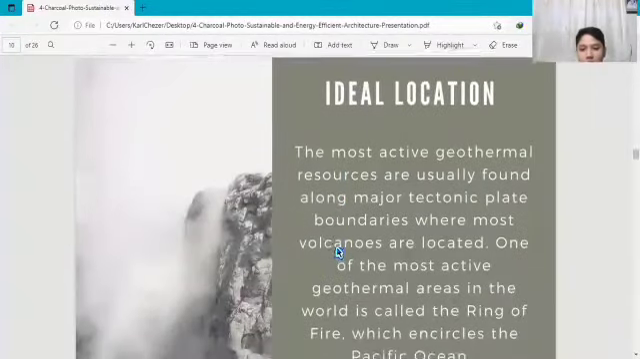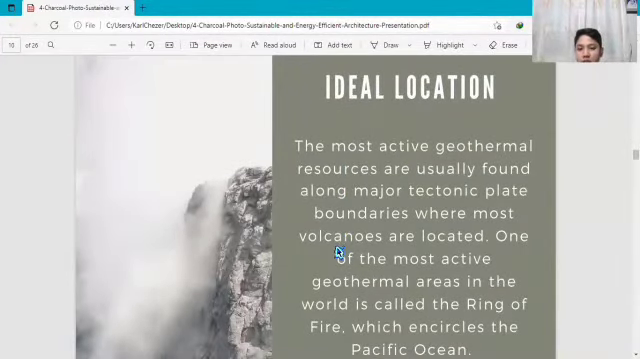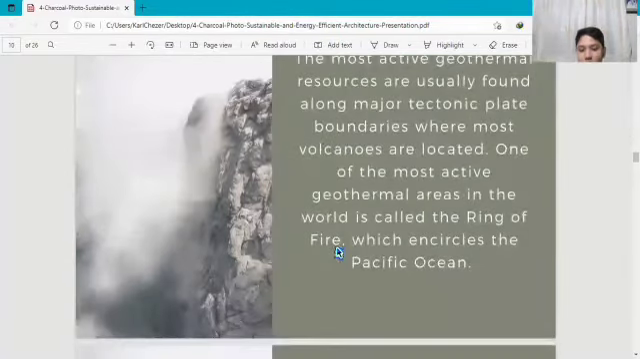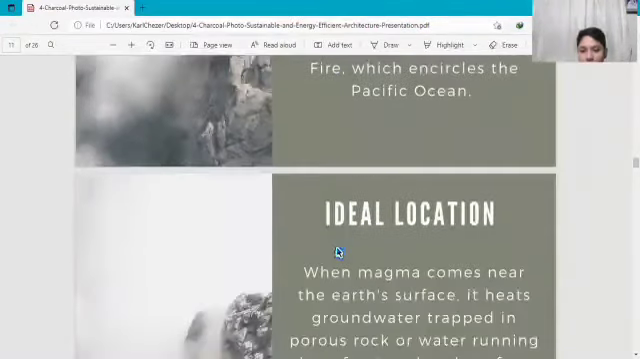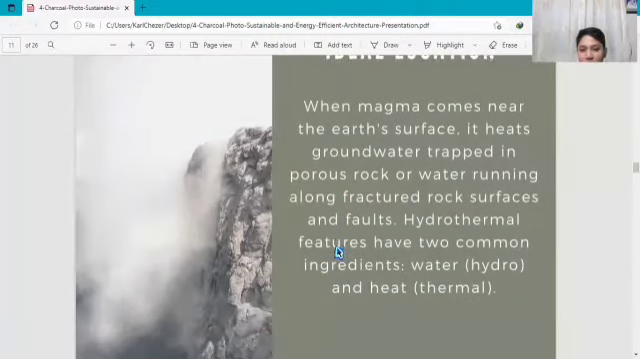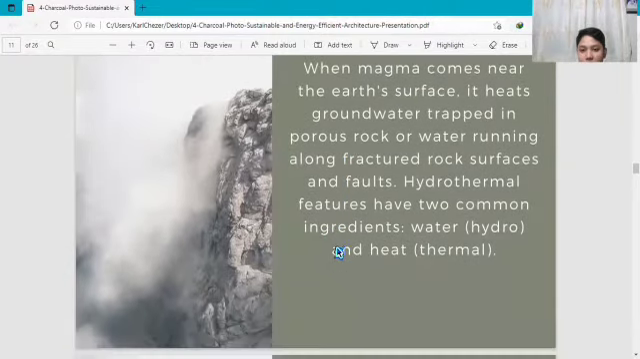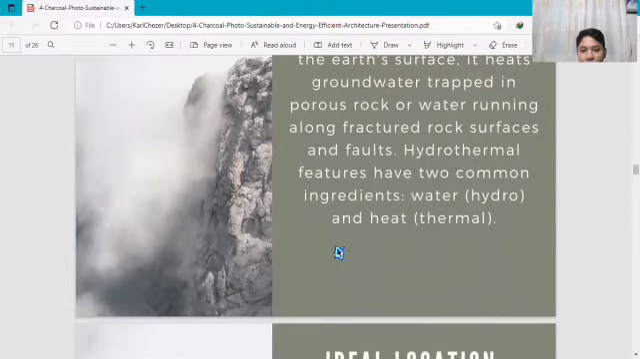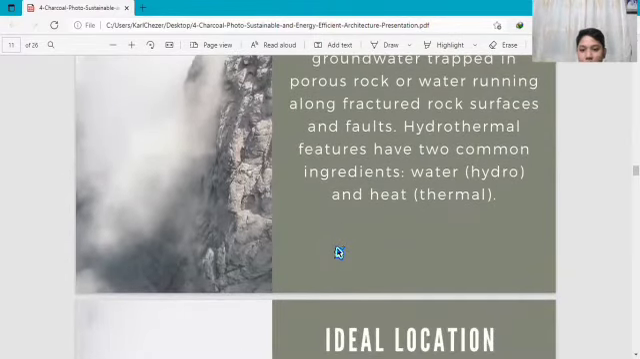Ideal location. Yung mga location nila, the most active geothermal resources are usually found along major tectonic plate boundaries where most volcanoes are located. One of the most active geothermal areas in the world is called the Ring of Fire, which encircles the Pacific Ocean. When magma comes near the Earth's surface, it heats groundwater trapped in porous rock or water running along fractured rock surfaces and faults. Hydrothermal features have two common ingredients: water, tinatawag na nating hydro, and heat, thermal.